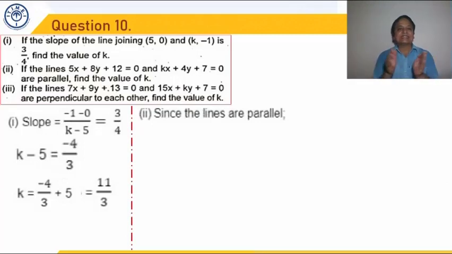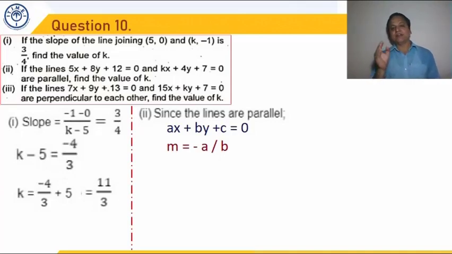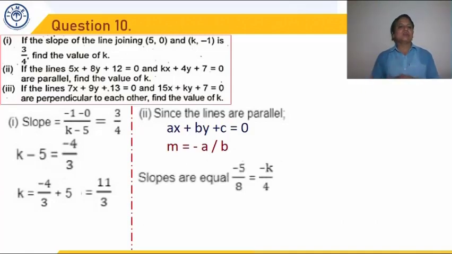Second part. It says these lines are parallel. We have to find the value of k. Now please remember this result. If a straight line is given as ax plus by plus c equal to 0, then its slope is negative coefficient of x upon coefficient of y. You can straight away write the value of the slope. For example, for 5x plus 8y plus 12 equal to 0, slope is minus 5 by 8. And for kx plus 4y plus 7 equal to 0, slope is negative coefficient of x, that is k, minus k by 4. And these two lines are parallel, so their slopes must be equal.